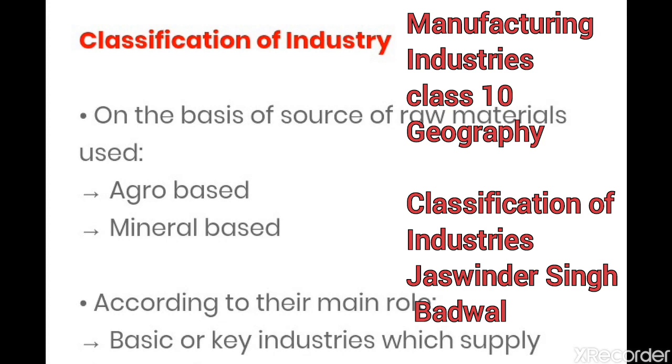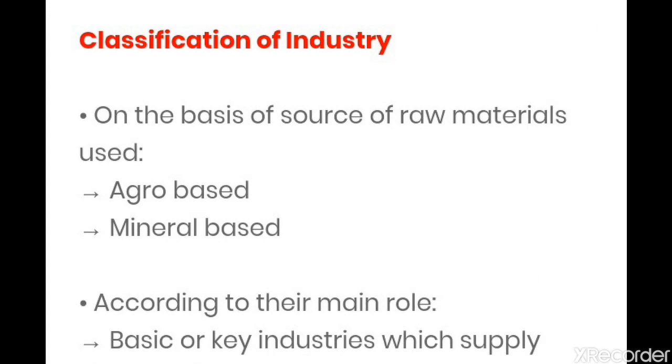Okay, we are starting with on the basis of the source of raw material used. On the basis of the source of raw material used, industries can be classified as agro-based industries and mineral-based industries. Agro-based industries are those industries which use raw materials obtained from agriculture.